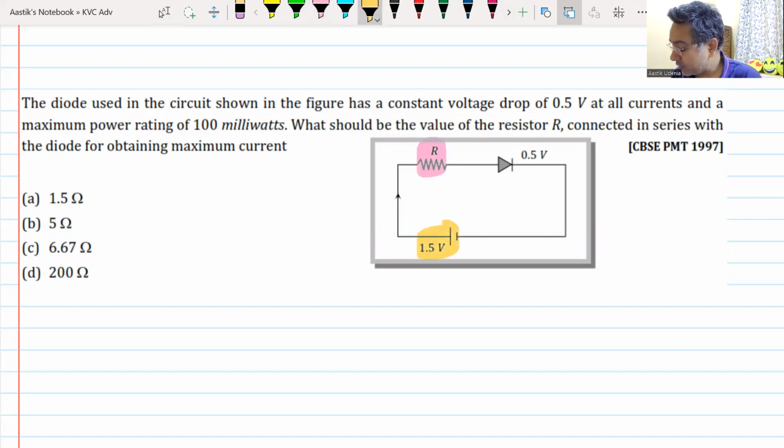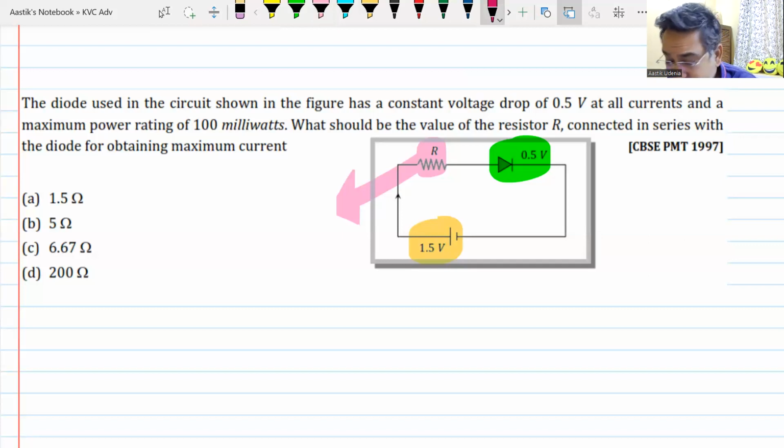As you know, the potential difference which is applied is 1.5 volt. You can also see that 0.5 volt is to be there across the diode. So that tells us that the potential drop across the resistor R will be how much? It would be 1 volt. The potential drop across the resistor R would be 1 volt.